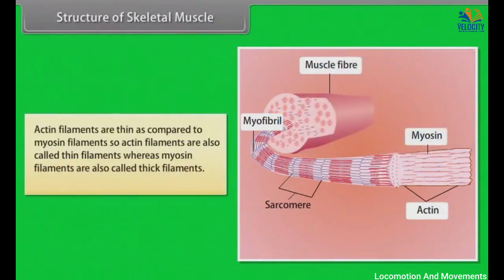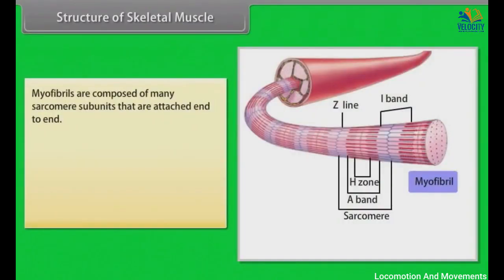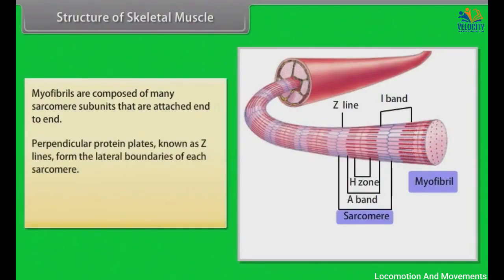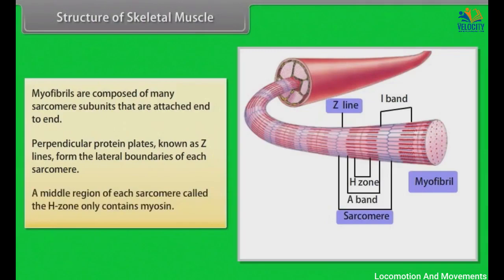Actin filaments are thin as compared to myosin filaments, so actin filaments are also called thin filaments, whereas myosin filaments are also called thick filaments. Myofibrils are composed of many sarcomere subunits that are attached end-to-end. Perpendicular protein plates, known as Z-lines, form the lateral boundaries of each sarcomere. A middle region of each sarcomere, called the H-zone, only contains myosin.